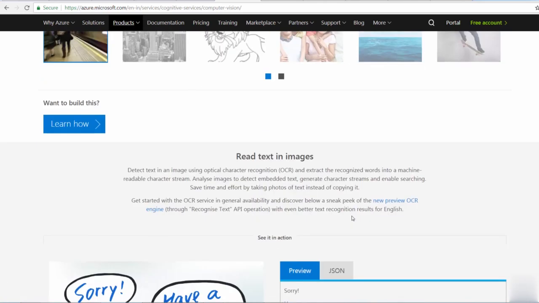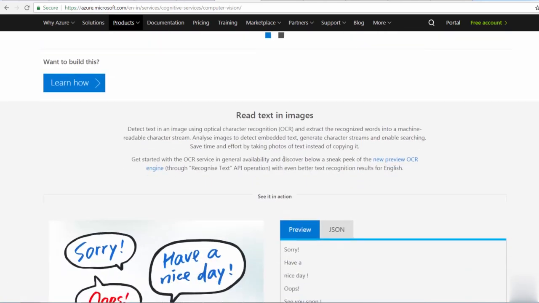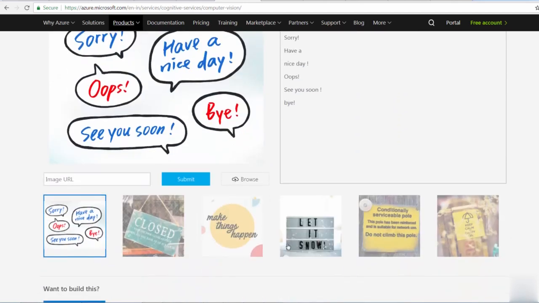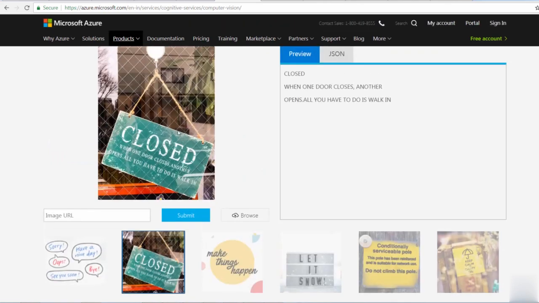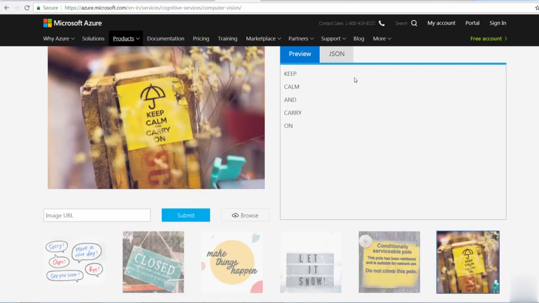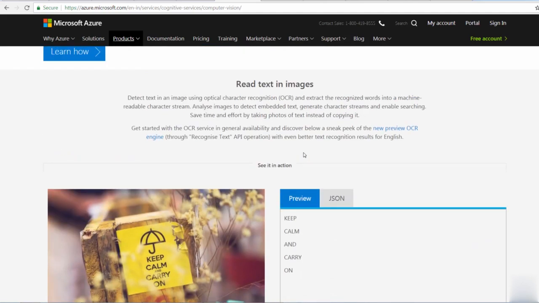Now the next example is to read text in the images. They have a lot of examples here. So let's try a few of them. The first one is the closed one here. So it very nicely reads closed. When one door closes, another opens. All you have to do is walk in. So this is a rather difficult image to read, but it has done a good job. Let's try some more. So let's read this one. And there you go. Keep calm and carry on. That's very good output accuracy for OCR here.